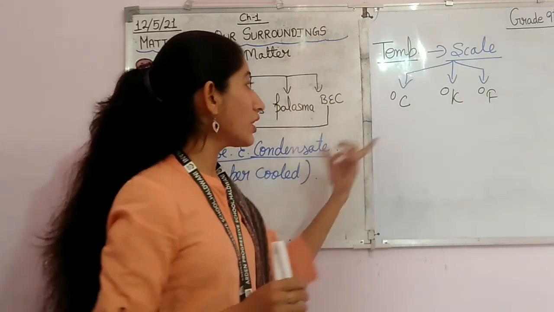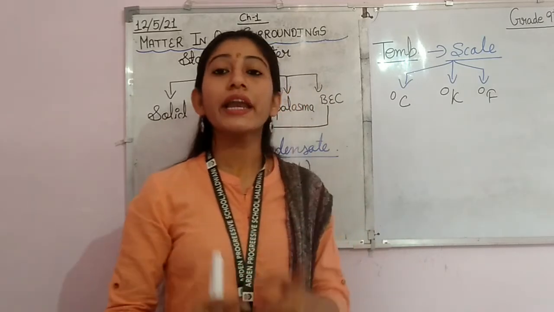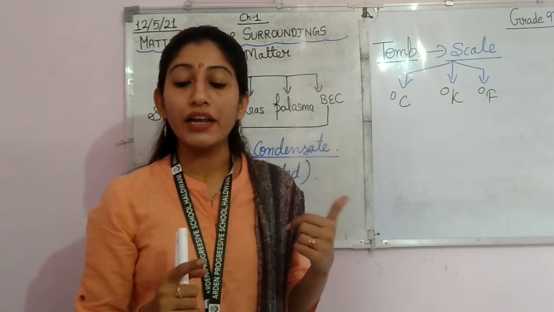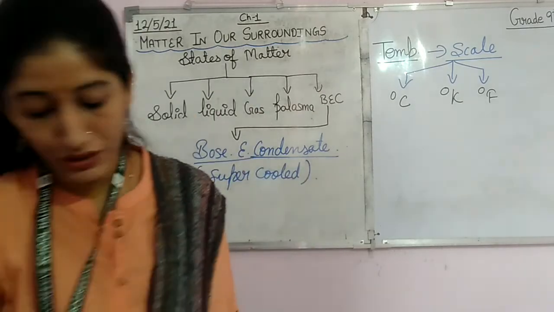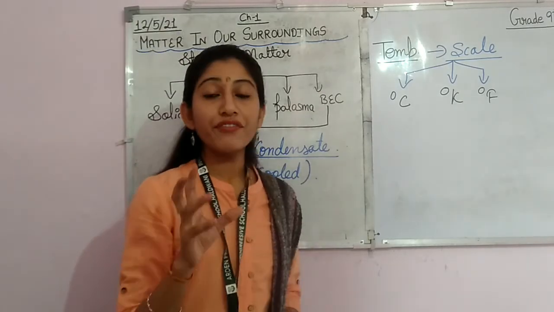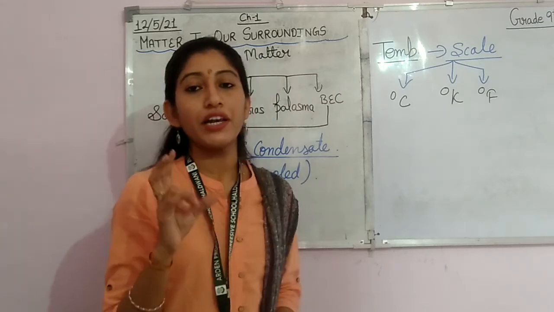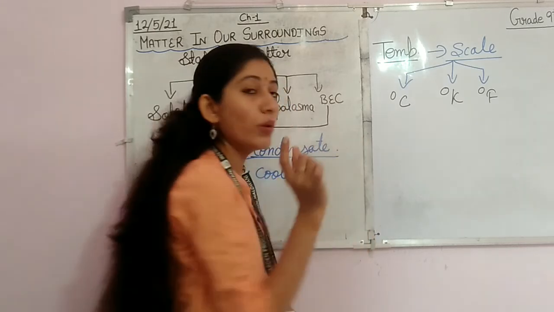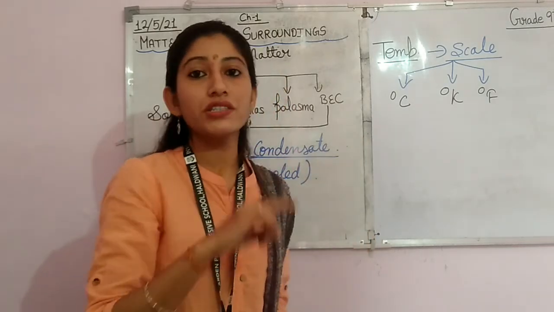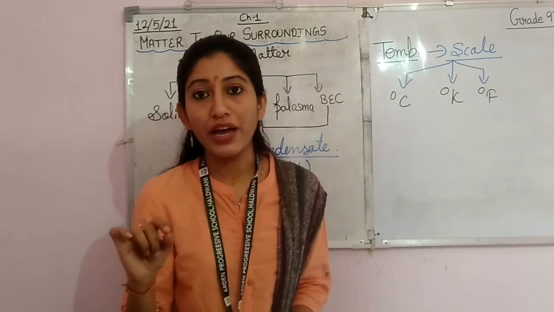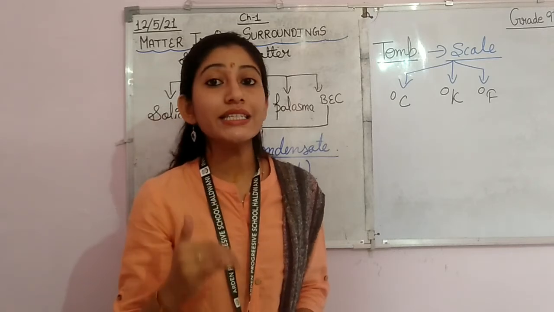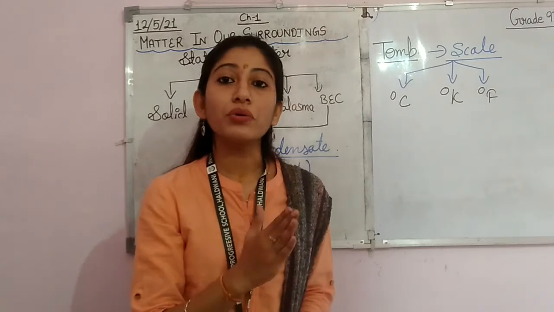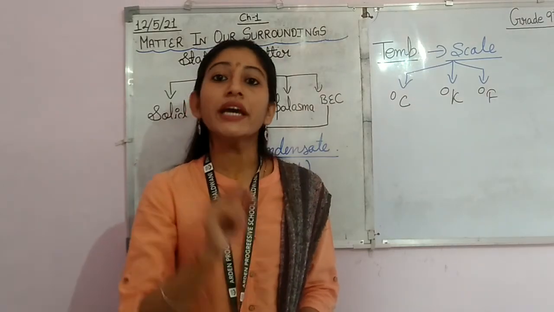Now students, when we talk about these scales, you must know that every scale has one lower fixed value and one upper fixed value. What is this lower fixed value? Lower fixed value means the least temperature, and when we say the least temperature, we are talking about the freezing point.